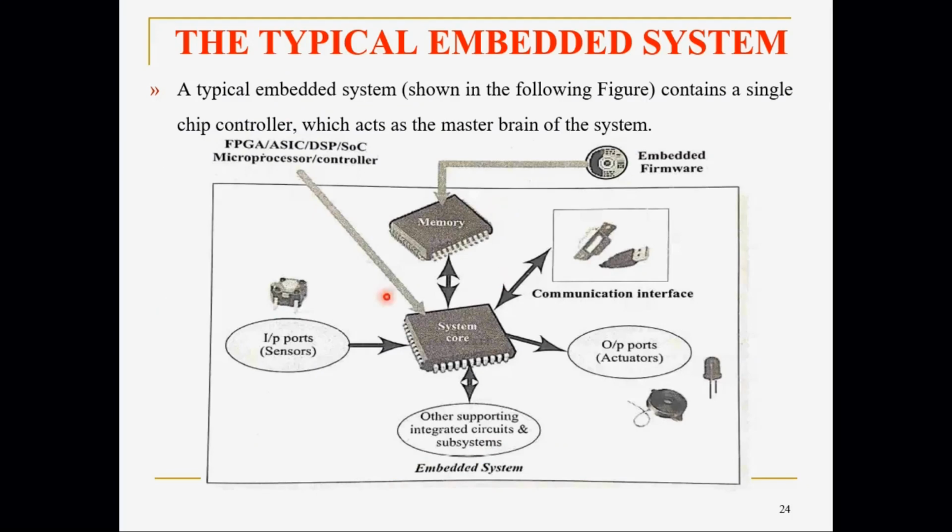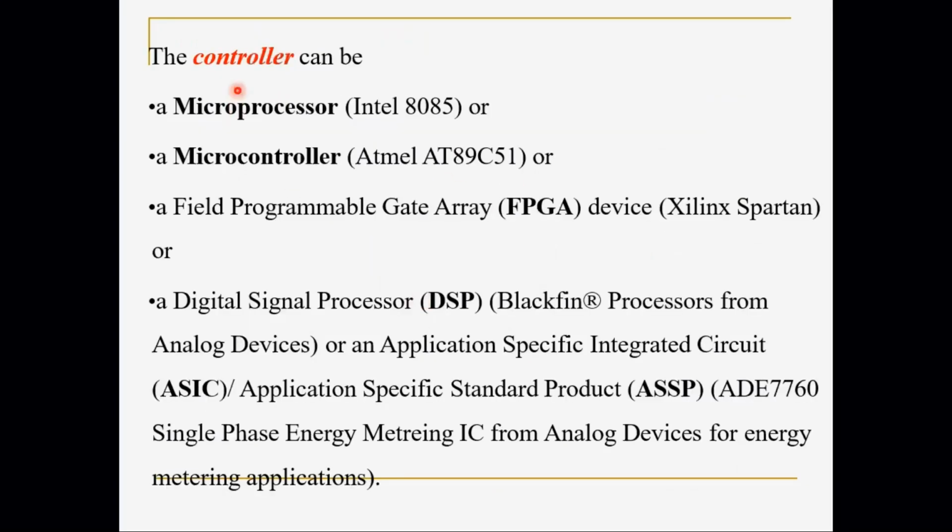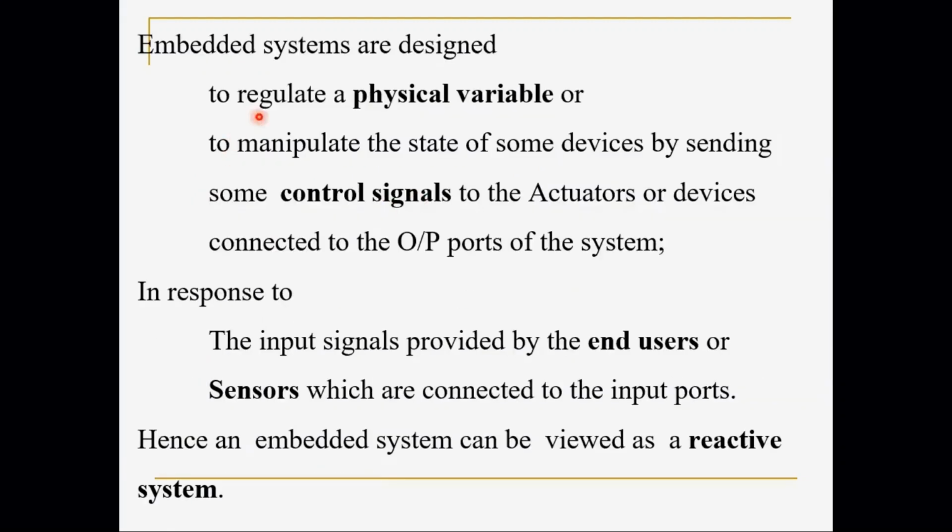I'm explaining this diagram in the next slides. That's what I explained till now. We can go through this again. So the controller can be a microprocessor, microcontroller, FPGA, DSP, ASIC, anything. It depends on what purpose the embedded system has been developed for. You need not use a microprocessor for every purpose, or a microcontroller also.